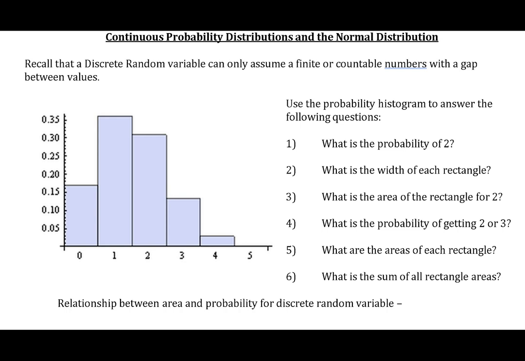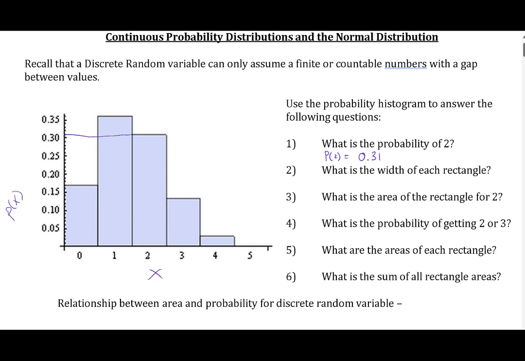So if we look at the picture on the screen, this is a discrete random variable. Remember, a discrete random variable can only assume a finite or countable numbers with a gap between the values. So if we use the probability histogram for this discrete variable, and this variable can be whatever variable we want it to be, but the vertical axis is the probability. If we look at this example, we can determine the probability of getting a 2. In this case, it's about 0.31. So we can write this as the probability of 2 is equal to 0.31.